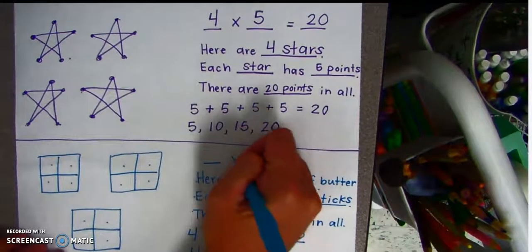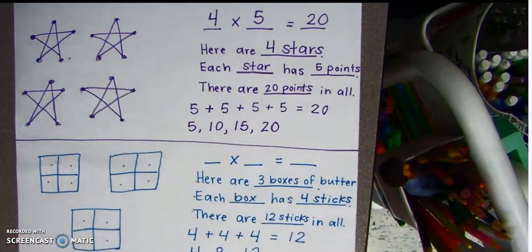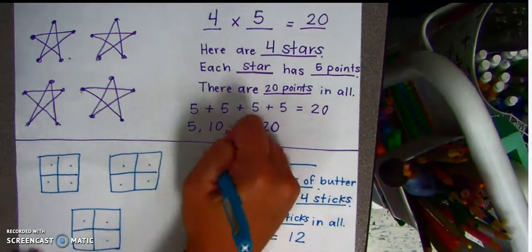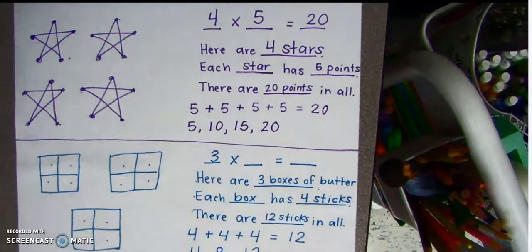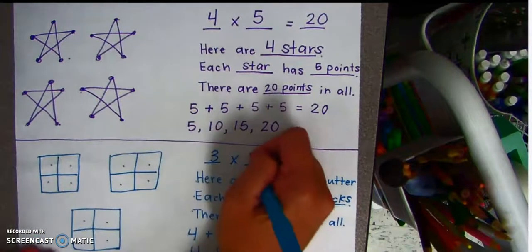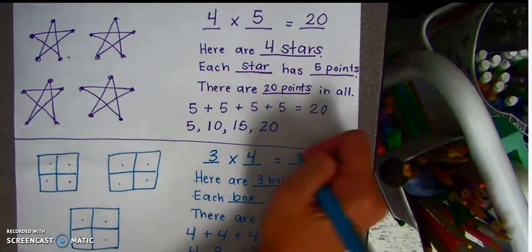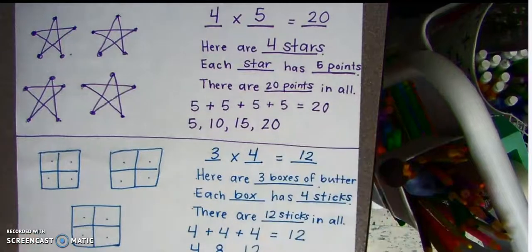Now, just like before, let's write a multiplication equation. Something times something equals the total. We start with the number of groups. There are 1, 2, 3 groups or 3 boxes times the number in each box. There's 1, 2, 3, 4 in each box. 3 times 4 equals 12.